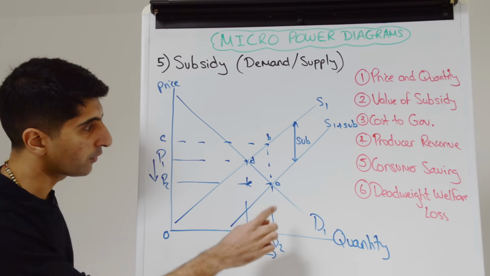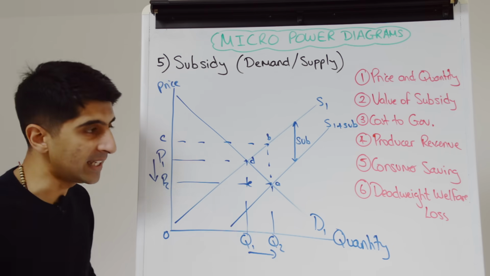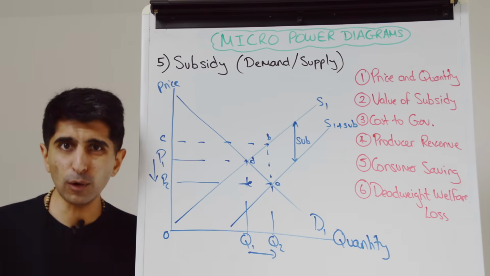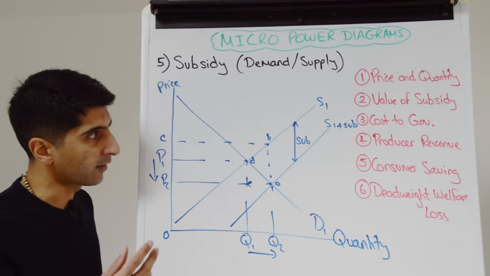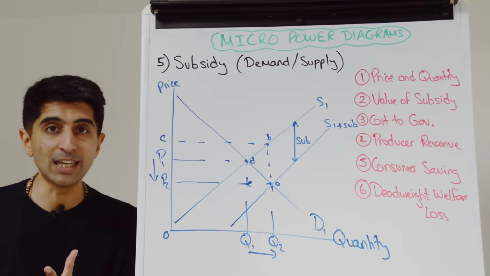The deadweight welfare loss is the triangle ABD. Great to know all of that. You can apply a lot of these concepts to that market failure diagram, such as the cost of the government. That will be the key one.